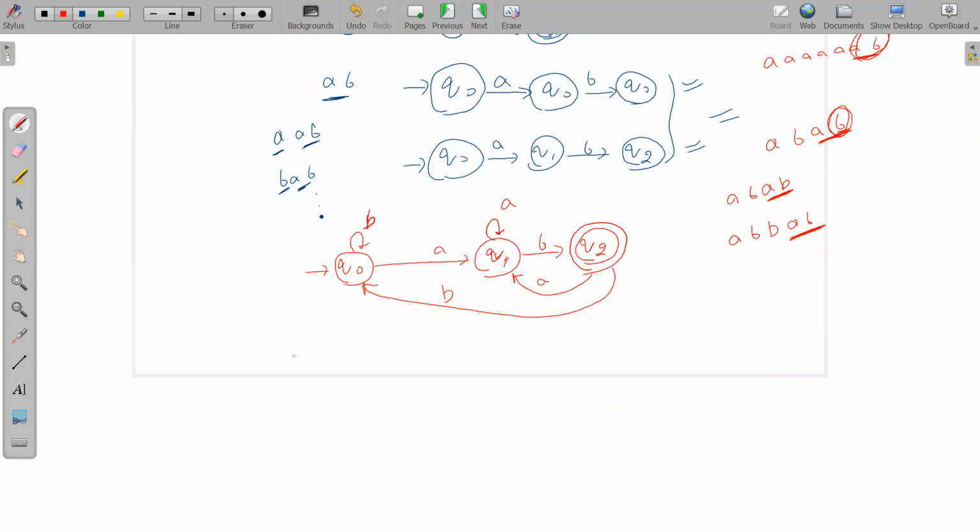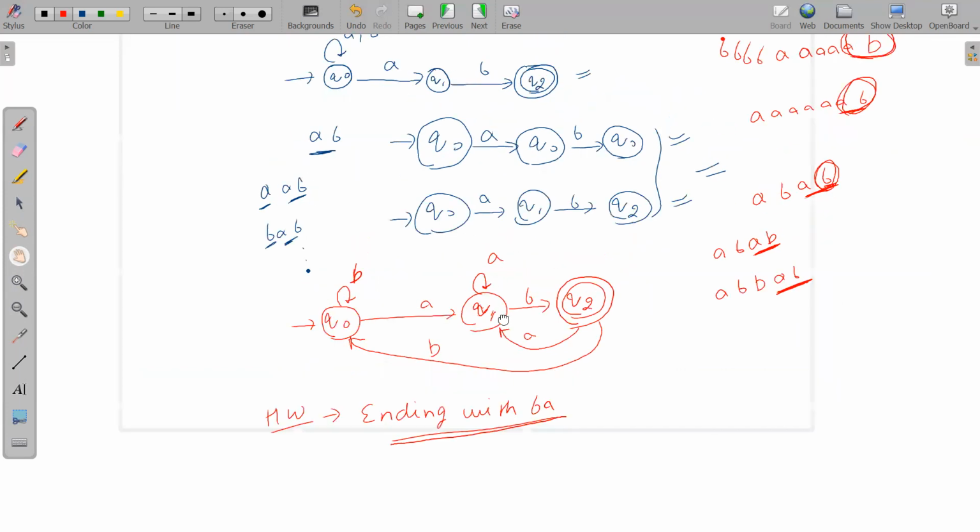For homework, I will give you ending with BA. Please make an NFA as well as a DFA for ending with BA. The NFA is very easy. You just have to convert it to a DFA. This will make your thinking broader, and this is a very easy question. You can easily design it. It will be similar only. I can give you a hint that you just convert A moves to B moves and B moves to A moves. That's it. You will get your idea.